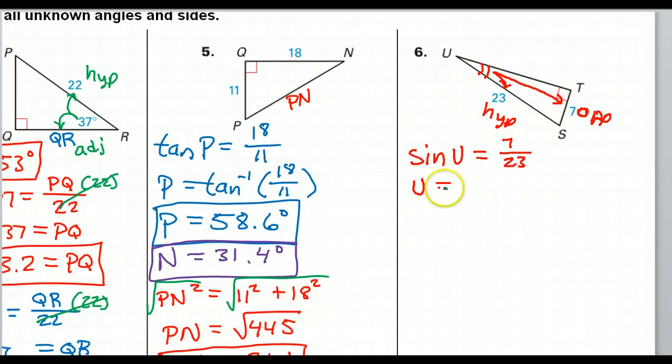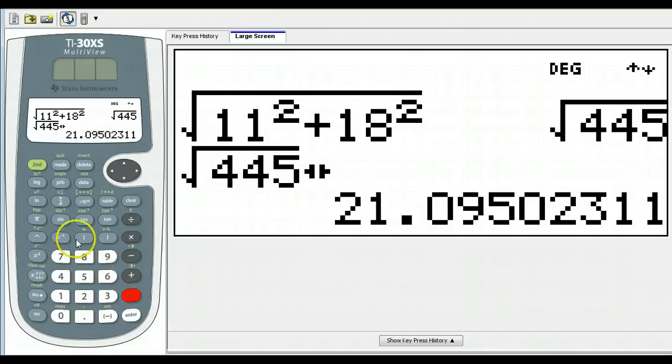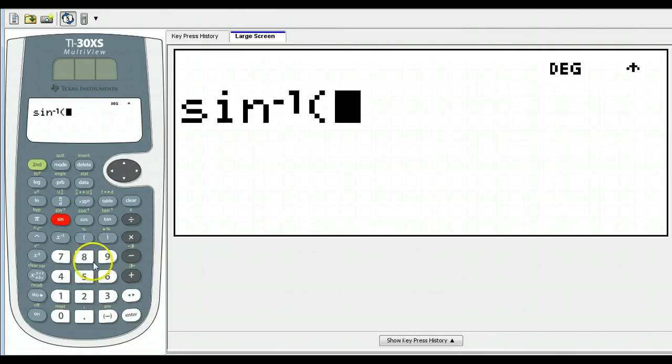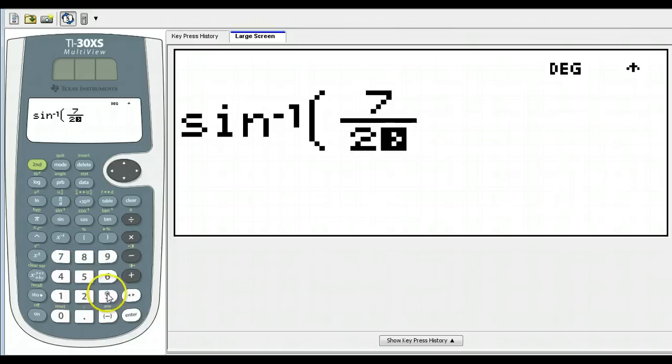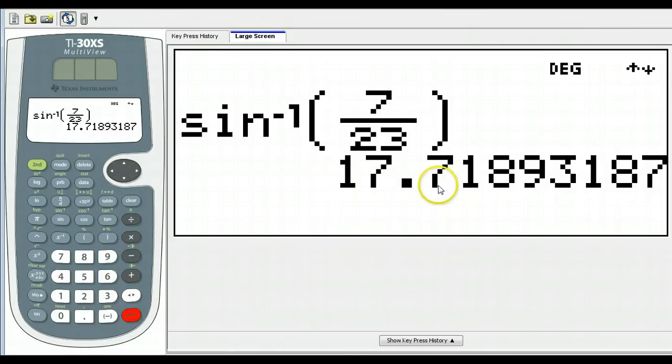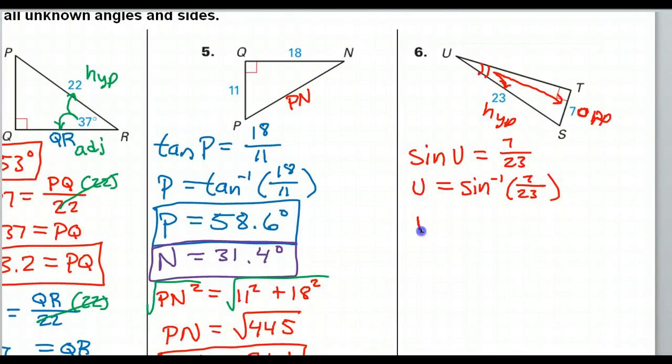So how do I find an unknown angle? Well, that's what inverse trig functions are for. You must show this work, by the way. You don't just skip to the answer. So this will be inverse sine of 7 over 23. This goes in the calculator. All right, 17.7 degrees. Okay, so that is angle U.